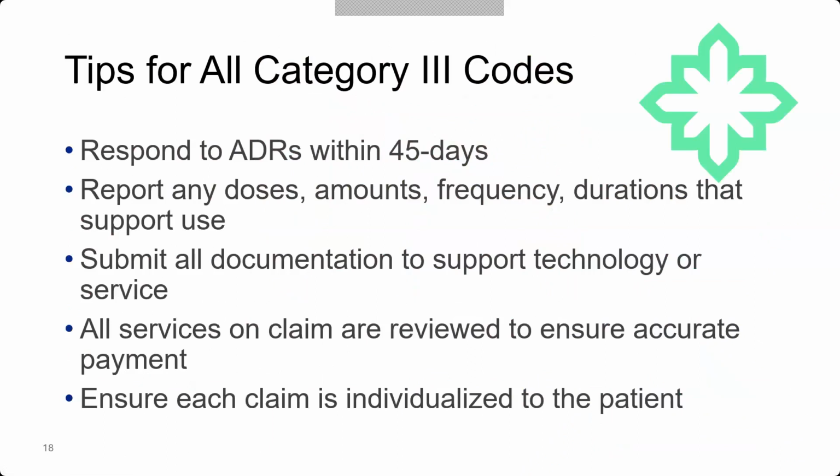If you report Category 3 codes and the ADR is issued so we can review and price it for you, you must respond to that within 45 days of that ADR being issued. If you don't, your claim will automatically deny for no documentation received. Remember, some codes we have analogged already to a contractor price, and they may not require review. So all codes may not require a review, but if we do request it, you have to respond.